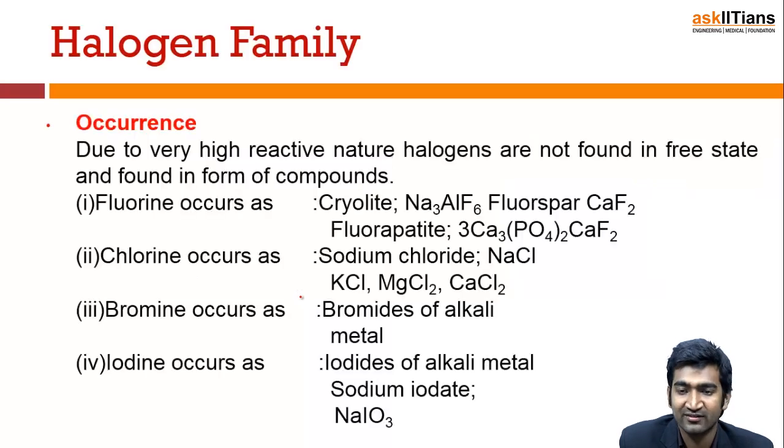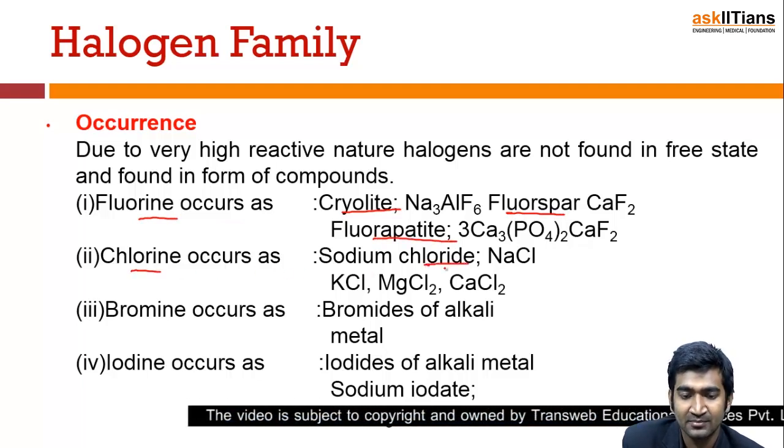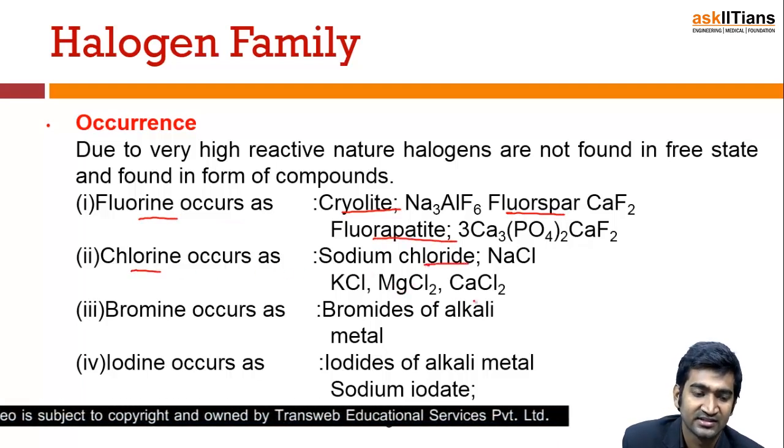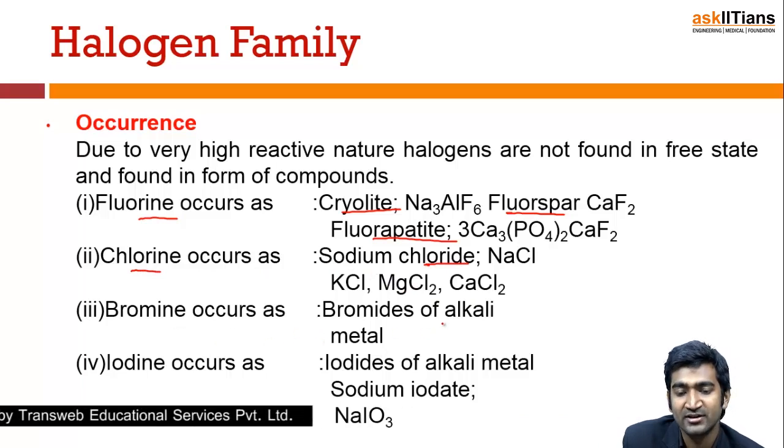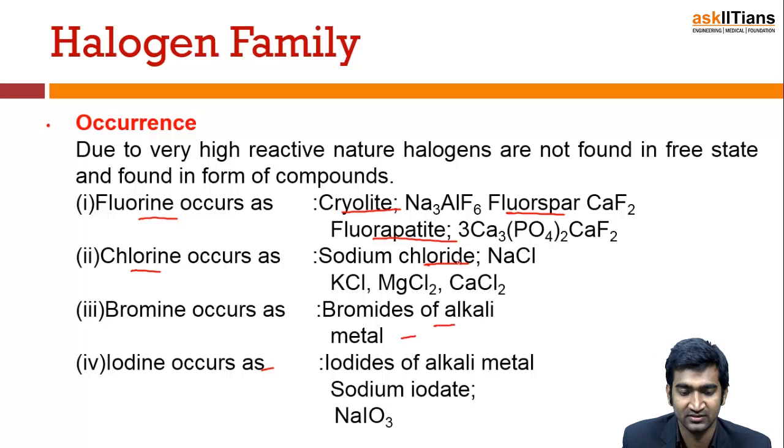How do they occur? Let's have a chart. Due to their very reactive nature, they are always found in the combined state. They cannot be found in a free state. So fluorine like cryolite, fluorspar, fluorapatite, chlorine like NaCl, MgCl2, KCl, CaCl2, bromine like bromides of all the alkali metals, iodine as iodides of all the alkali metals.